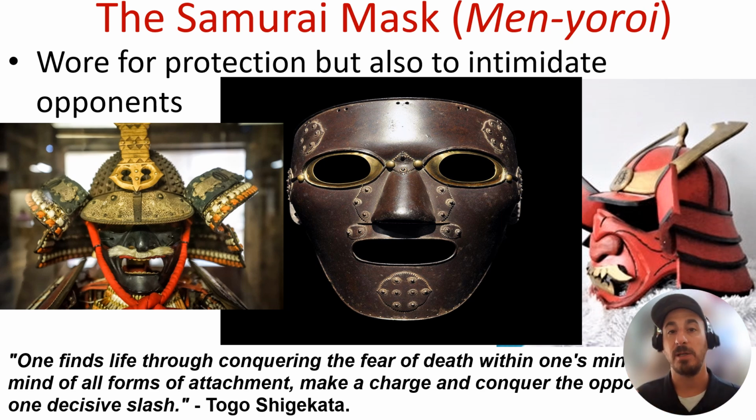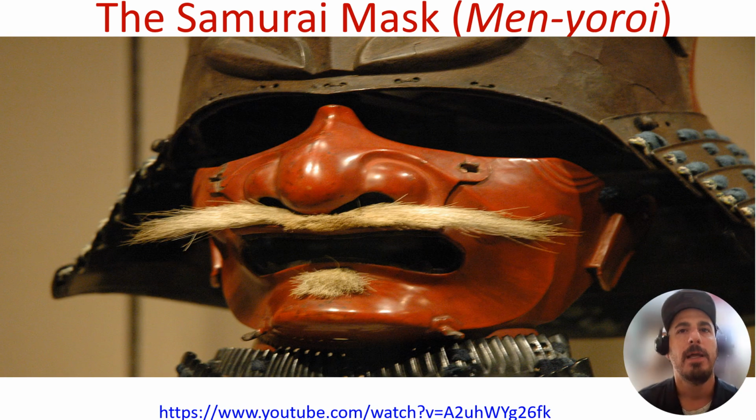So, intimidation, trying to scare the opponent into even delaying for a second, made all the difference, especially in ancient battle. So, look at this quote I have up here from an actual samurai. One finds life through conquering the fear of death within one's mind. Separate one's mind from all forms of attachment, make a charge, and conquer the opponent in one decisive slash. Try to kill with one blow. There's just another example of a menpo. That mustache, of course, is horsehair.